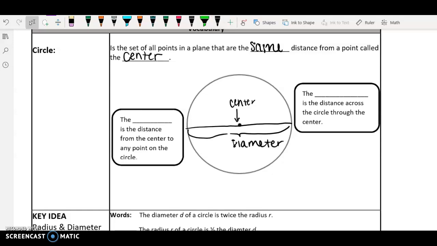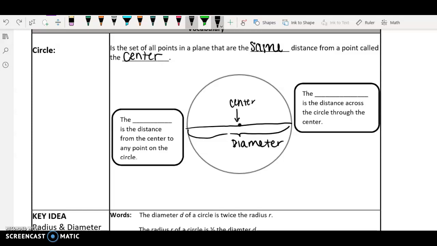So the diameter goes across the circle. It doesn't have to go sideways. It can literally go any direction as long as it cuts through that circle from side to side. So think like when you cut a pizza, you are going through the center of the circle, and so you are actually cutting it with its diameter.